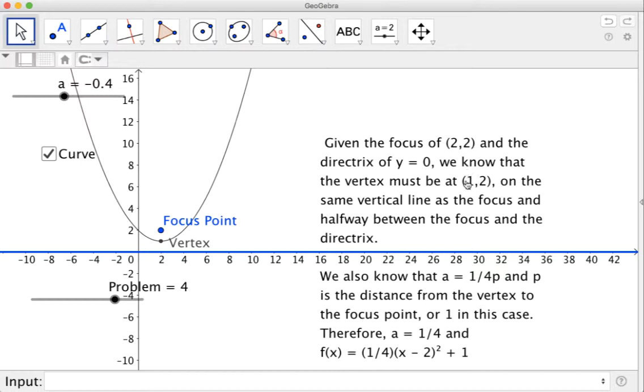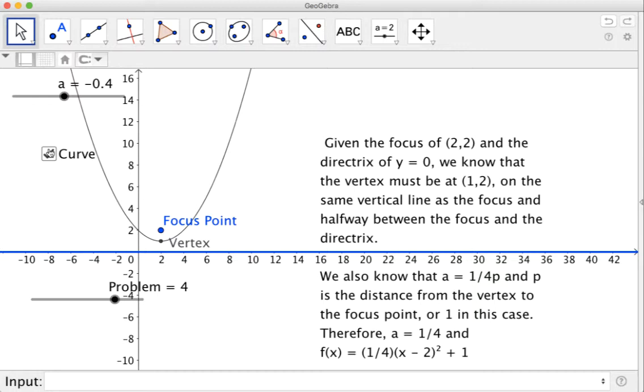Well, now we have the vertex, we have the value of a, so we have our full equation, which is f of x is equal to 1/4 times (x minus 2) squared plus 1. Here's our vertex at (2, 1). Again, this should be (2, 1) up here, not (1, 2). And we have our focus point, we have our directrix, and we have our value of a, which in this case must be equal to 1/4, or 0.25.